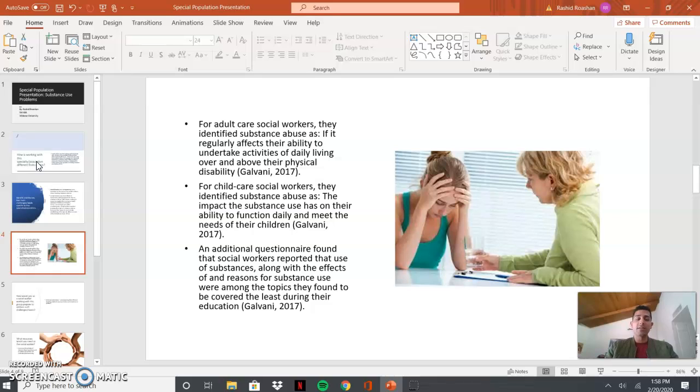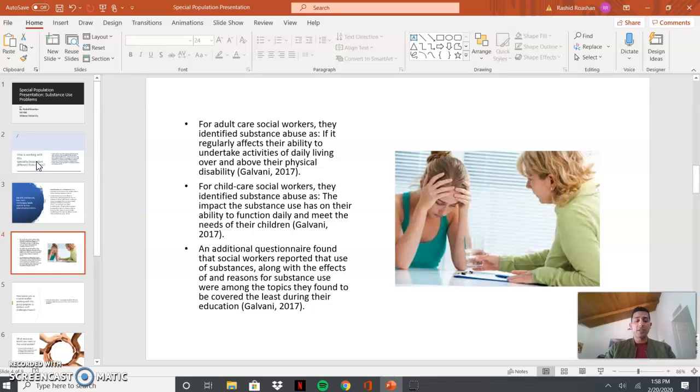So what I wanted to highlight there was they're not on the same page, these two categories of workers, as far as how they can identify substance use among any individuals, because they really catered it specifically to the client population, and they didn't really focus as much on substance abuse in general.